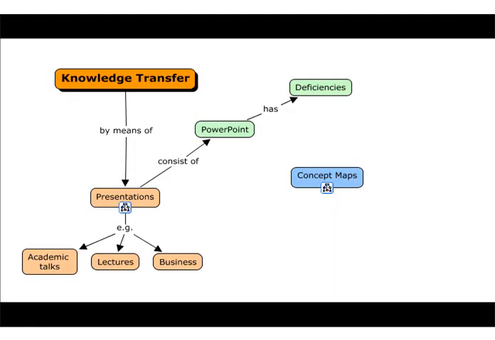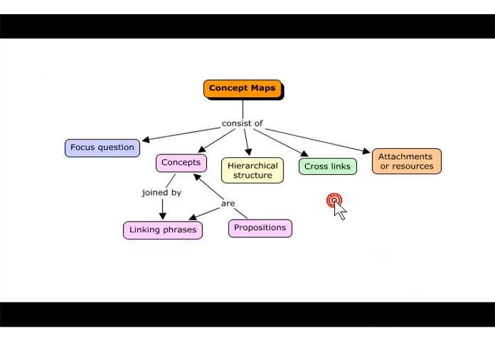Concept maps are tools for organizing and representing knowledge. Concept maps contain content in context. Concept maps consist of a focus question, which helps to limit the scope of the topic, concepts, which are joined by linking phrases, and form propositions.